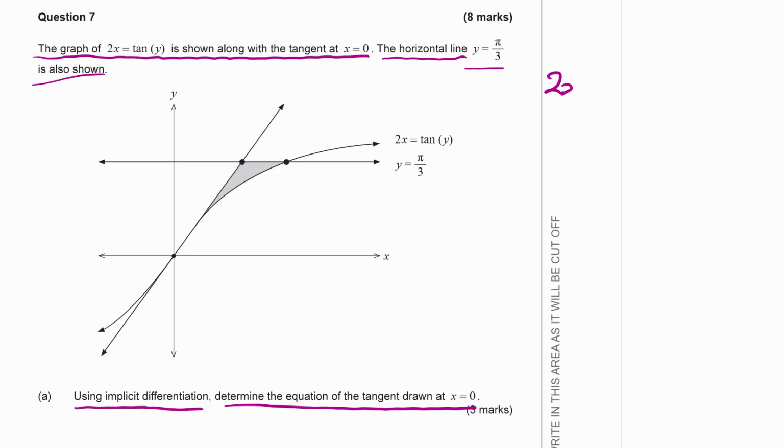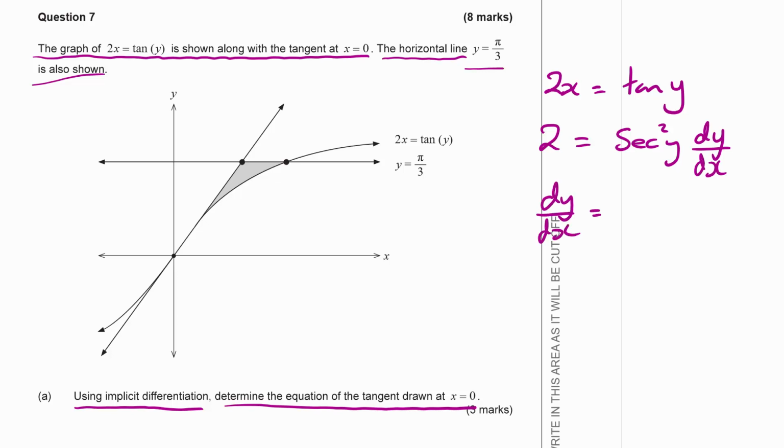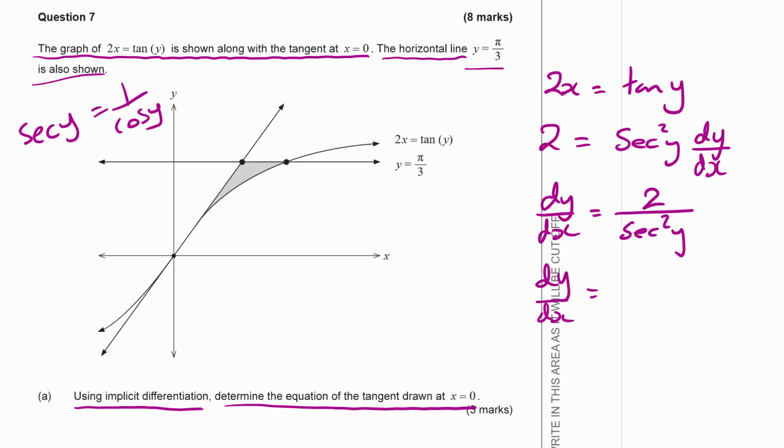So we know that 2x is equal to tan y. Differentiate both sides with respect to x. So that's 2. Now when you differentiate tan y, you get sec squared y, but remember we're differentiating with respect to x, so we need to multiply by dy dx. So dy dx is going to be 2 divided by sec squared y, but remember that sec y is equal to 1 over cos y, and so we can express that as 2 cos squared y.